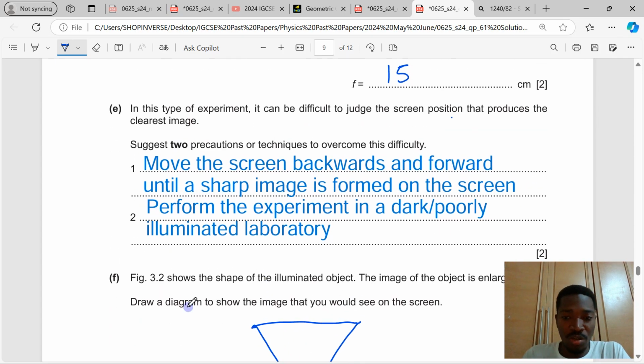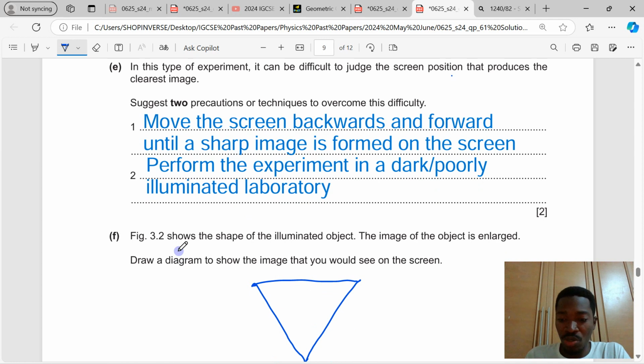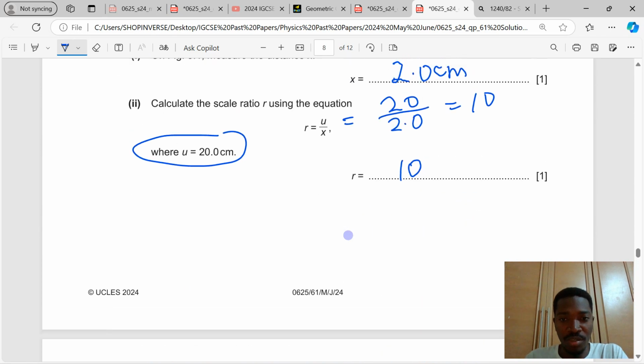Okay, the next question, figure 3.2 shows the sharp image. Let me remove this. So figure 3.2 shows the shape of the illuminated object. The image of the object is enlarged. Draw the diagram to show the image you would see on the screen. Okay, so figure 3.2 shows the illuminated object. Let us see the object again.